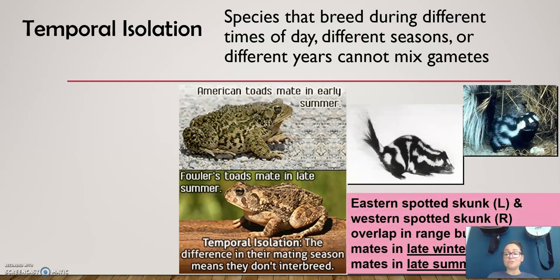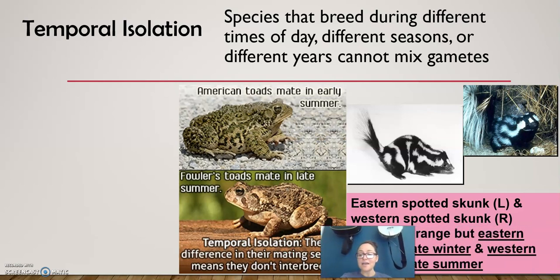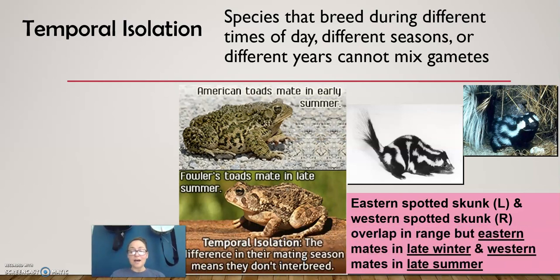Here you have two species of skunks. You have the eastern spotted skunk and the western spotted skunk, and they overlap in range, like where you find them in nature. However, one mates in late winter and one mates in late summer. So how would they ever get to breed together, keeping them as two separate species?